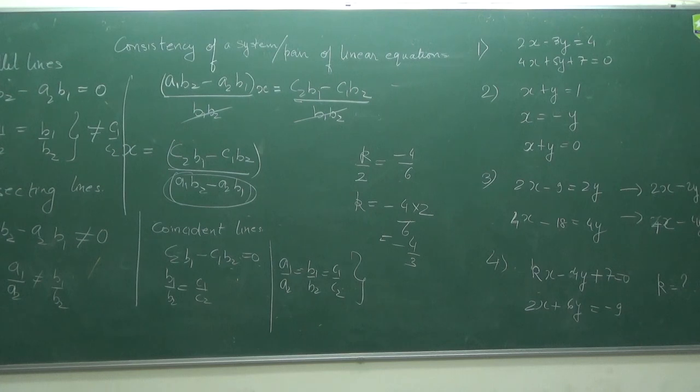Find the value of k so that the given system of equations has a unique solution. Unique. Now, unique. Equations are 2x minus 3y equals 1, and second is kx plus 5y equals 7.